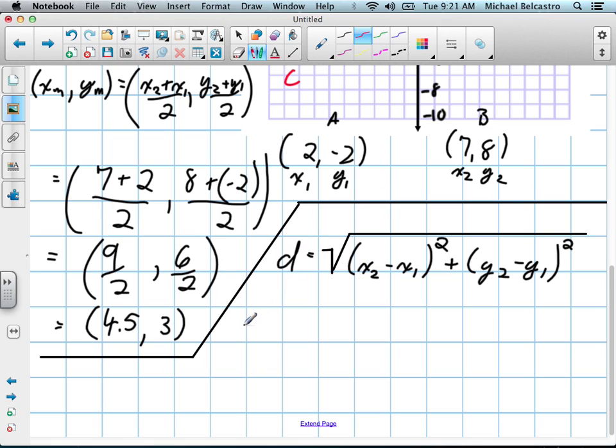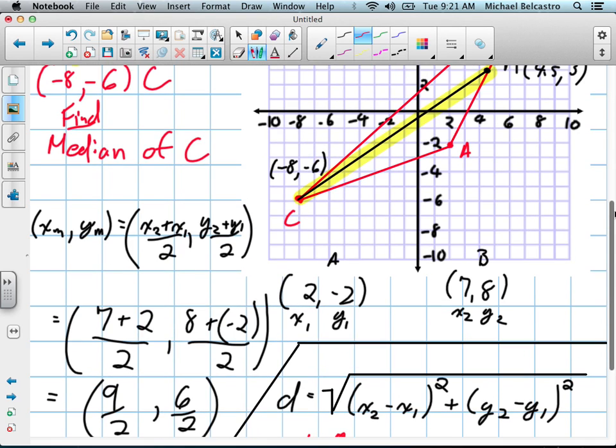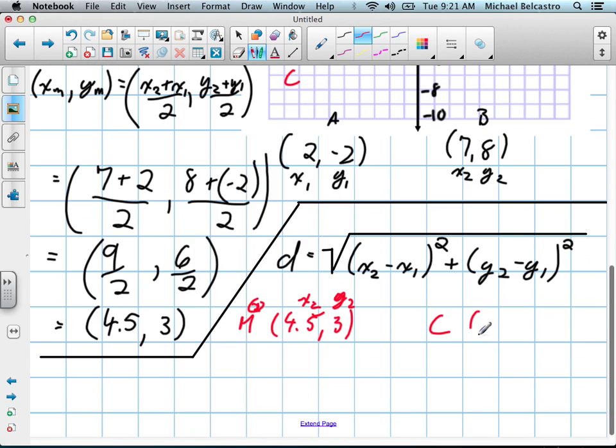And we need to write down our coordinates. Well, one of the coordinates was M. M was at 4.5 and 3. That was our midpoint. I'll call that coordinate 2, x2, y2, since I wrote it 2. And C had the value of, I have to go back up to see this, -8, -6. So we're going to call this 1 instead, because I already wrote 2's on the other one. So this will be x1 and y1.